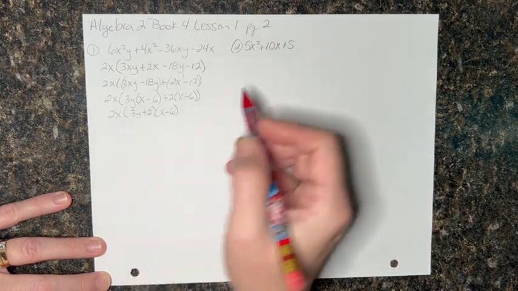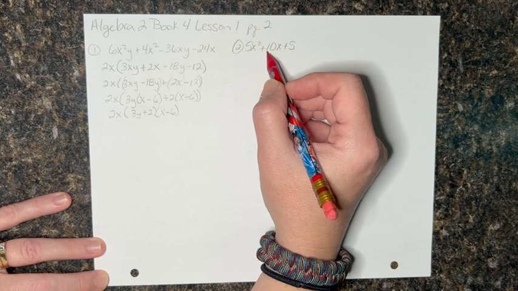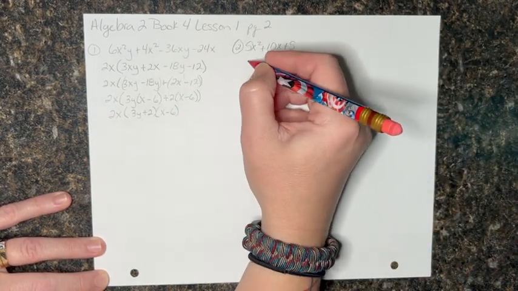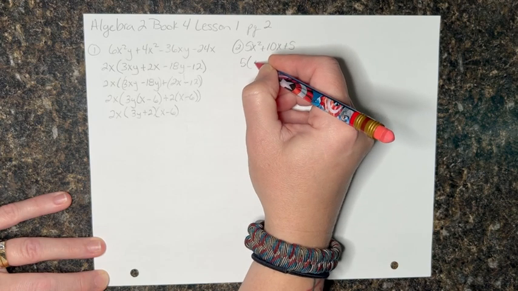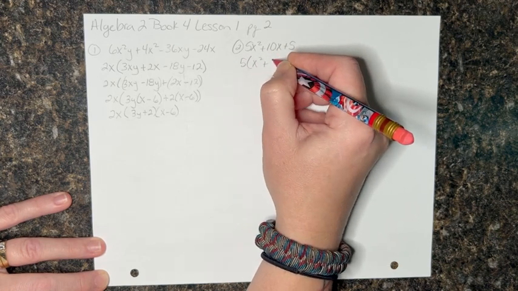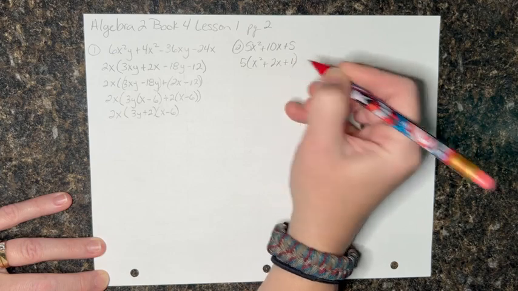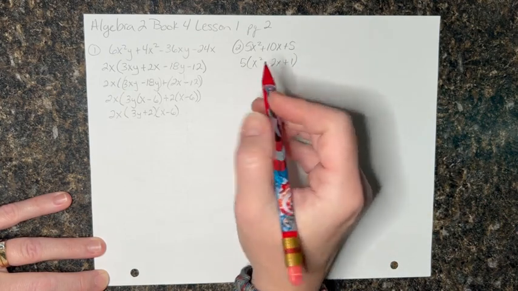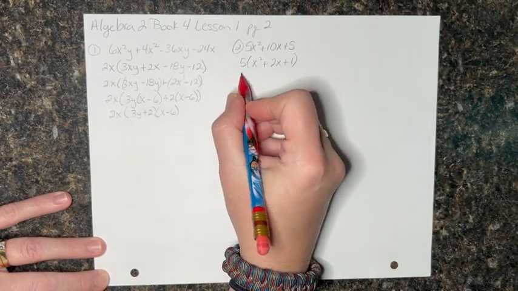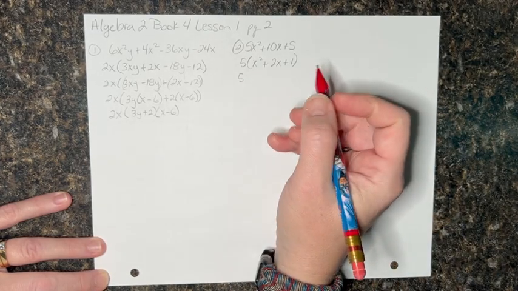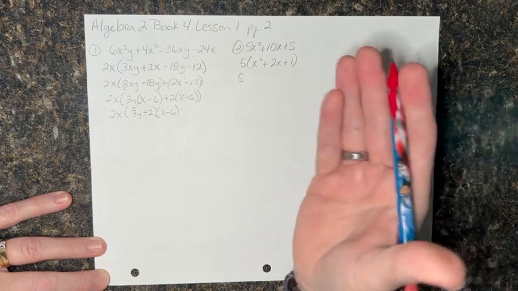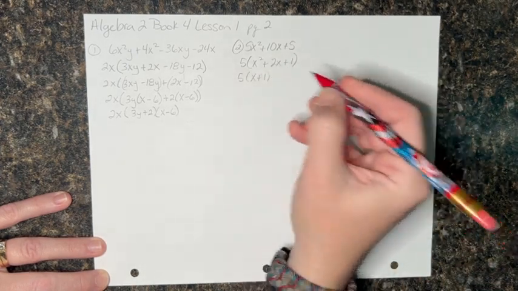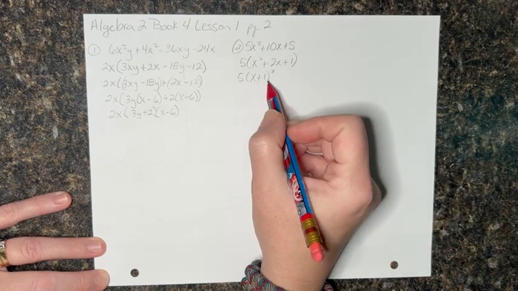Number 2, 5x squared plus 10x plus 5. Well, they all have a 5 in common. So let's take out a 5, and that leaves x squared plus 2x plus 1. So now, what factors of 1 add together to give me 2? That's what we need to be thinking about here. Well, 1 times 1 is 1, and 1 plus 1 is 2. So I have x plus 1 times x plus 1, or basically x plus 1 squared.